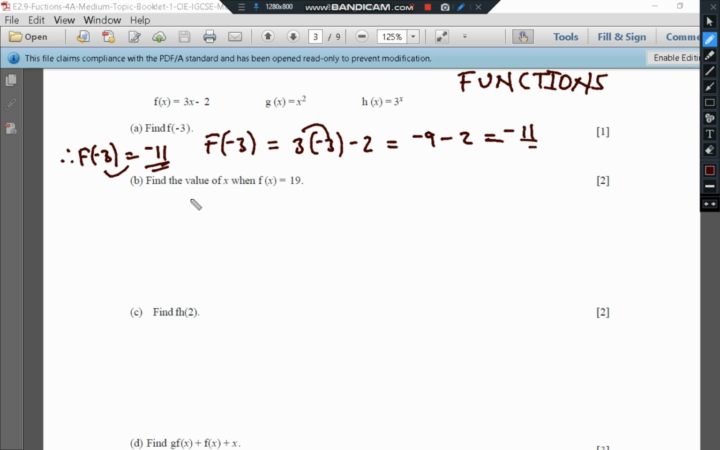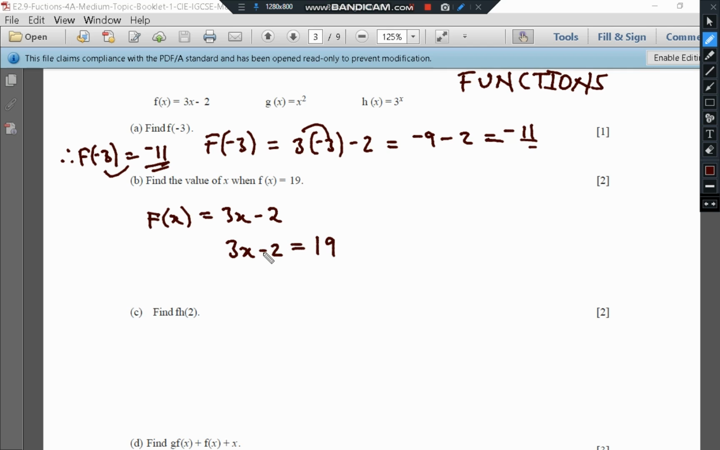Now, the next question says, find the value of x when f of x is equal to 19. So they want us to find the value of x that would give us f of x equals 19. So all we do is take the function f of x equals 3x minus 2. But they've said f of x equals 19. So we're just simply going to say 3x minus 2, which is f of x, equals 19. And then we solve for x.